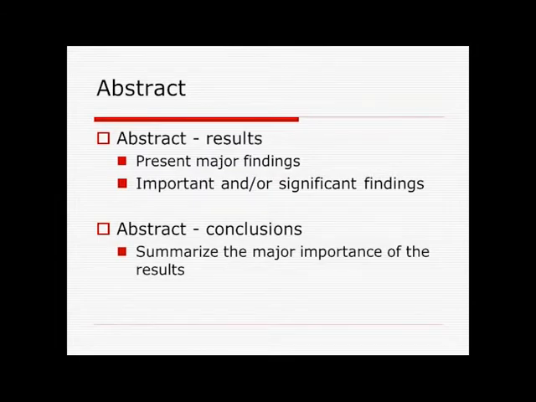For the results section, again, we want to present our major findings. So what were our statistically significant findings, or the things that we thought we'd find that we didn't, right? Even if we really thought this was going to be significant and it wasn't. So what were either our significant findings or our important findings? And then we want to conclude the abstract with a summary of the major importance of our results. That's the implications of our study in one or two sentences in the abstract.